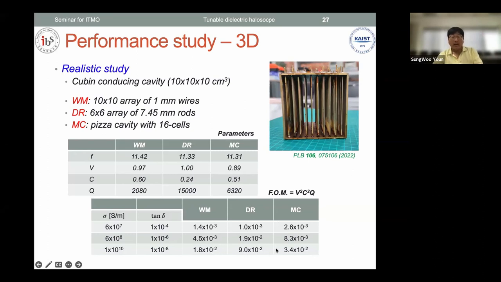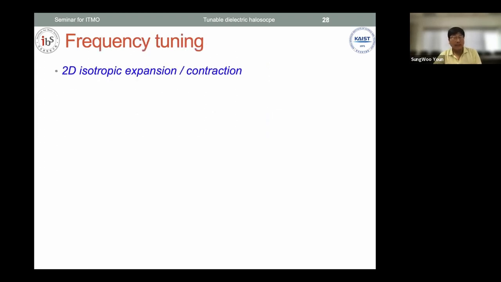So anyway, our dielectric rod design is a factor of 4 or 5 better than the wire metamaterial. This is only for the simulation study, okay. Later on, we have some real demonstration results too. Okay, so far so good. Okay, this is only performance.